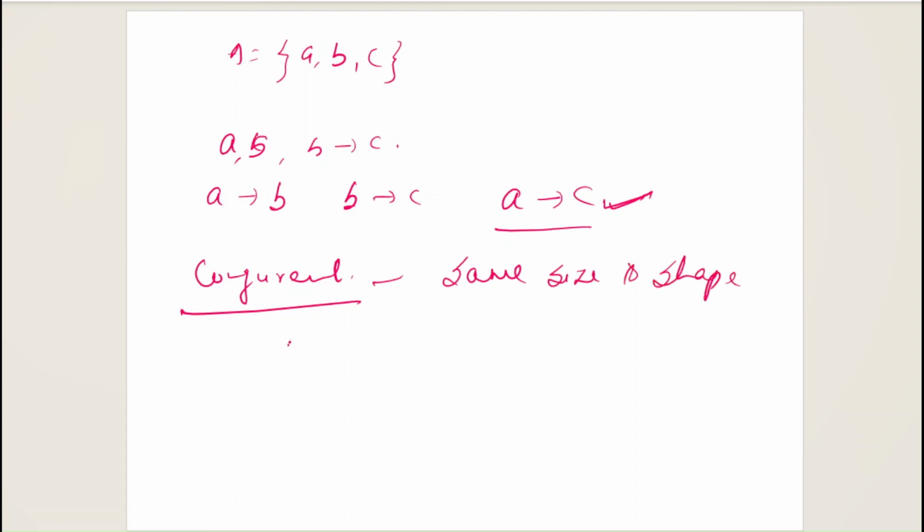If, for example, this triangle is T1, and I say there is another triangle T2 which is congruent to T1, it means triangle T2 will be of the same shape and size as T1. So whenever I place T2 over T1, both will overlap each other, right?